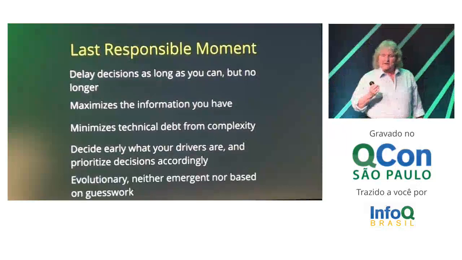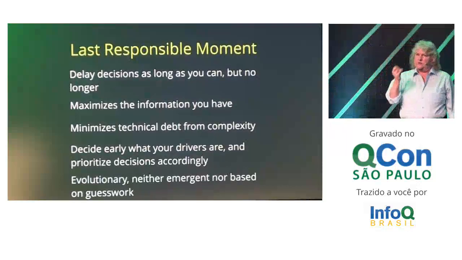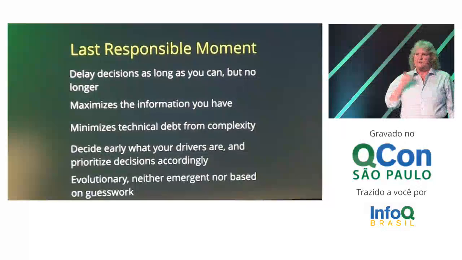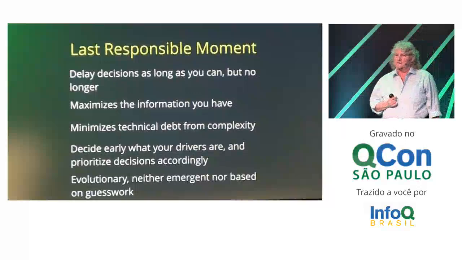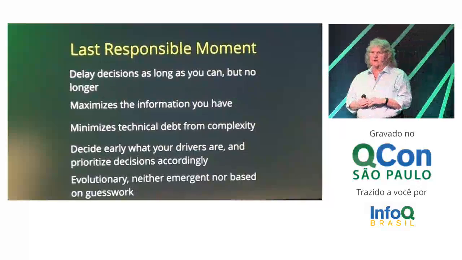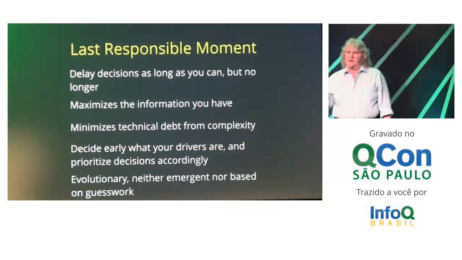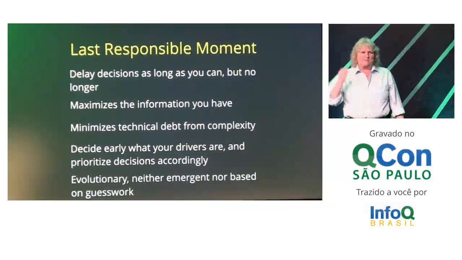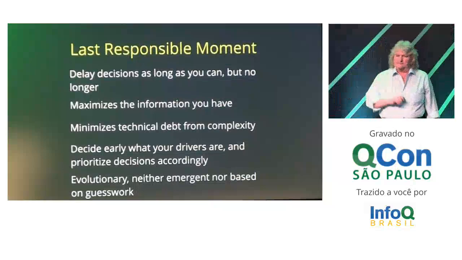And so we're looking at this so that we're not just responding to whatever our environment happens to be, but we're also not trying to guess. One of the big messages of evolutionary architecture is we cannot continue to rely on guesswork. We can't keep predicting the future because we are going to get it wrong.